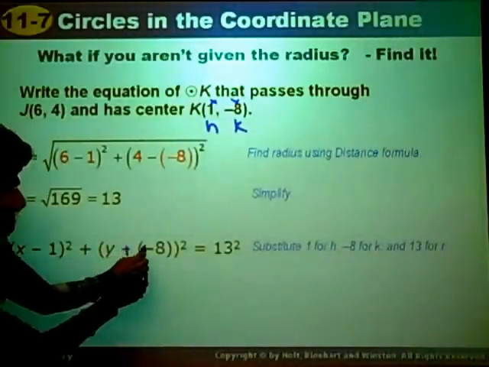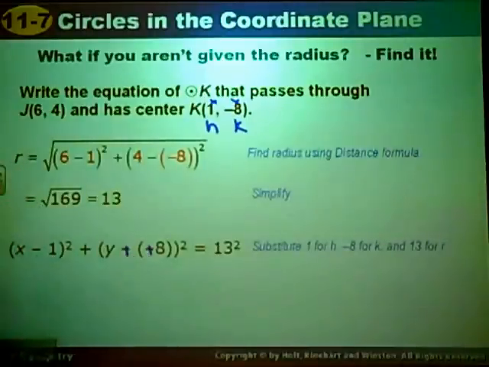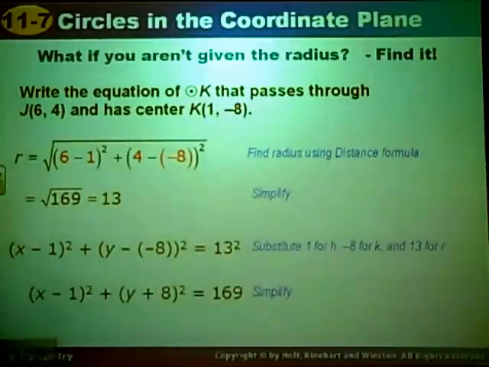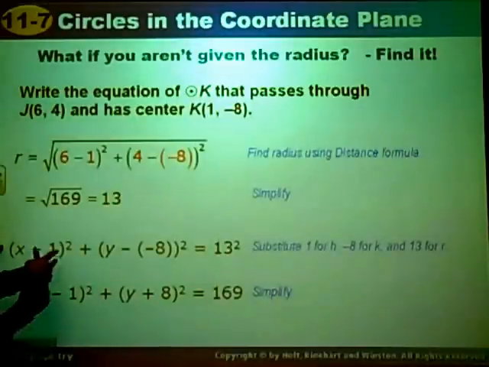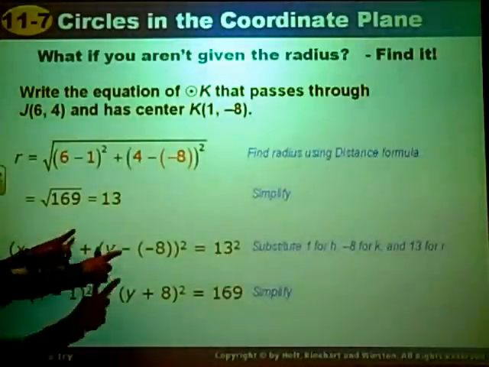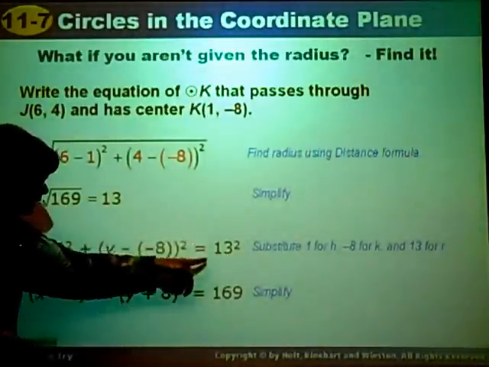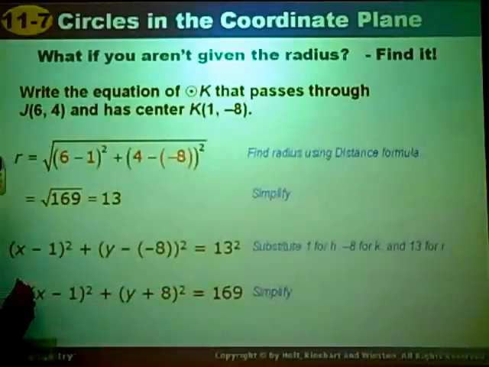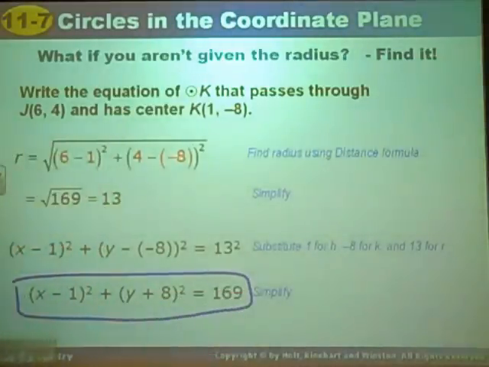When I see minus and negative, I think plus. And then when I've got the 13 squared, I actually square it. So notice that's what's going to happen here. We've got (x minus)... quantity squared, (y plus 8) squared, and we end up with 169. And right here is your final equation.